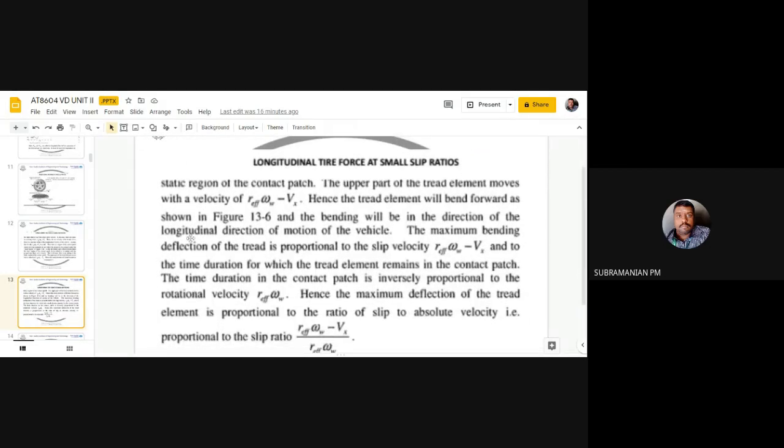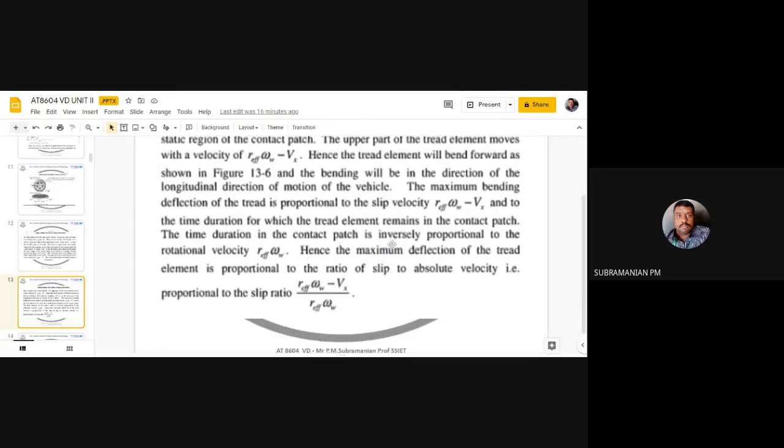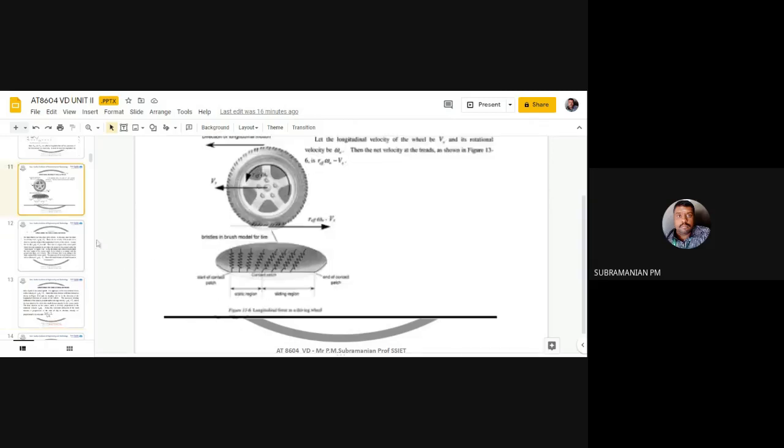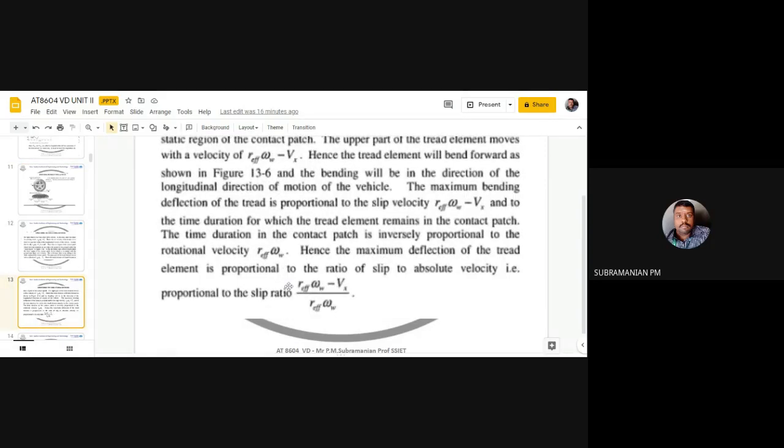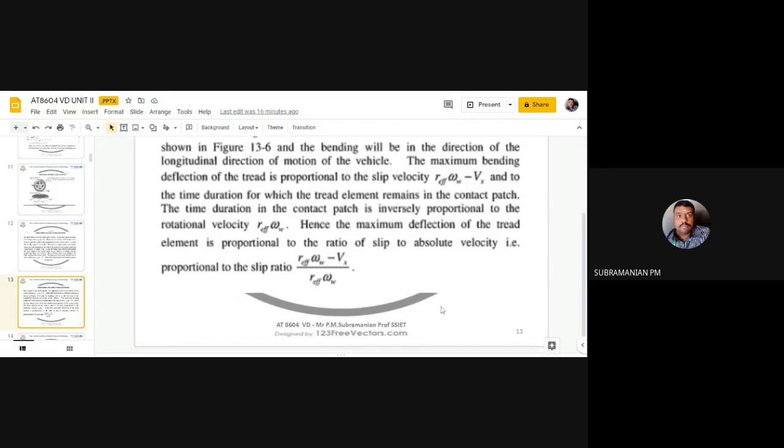So all the explanation is given, you can just go through it. Mainly, the time duration for which the thread remains in contact with the ground is inversely proportional to the rotational velocity. Okay, you can go through this. So finally, how far the thread element is going to get deflected depends upon the slip to absolute velocity. That is, if the slip is more, maximum deflection will take place.